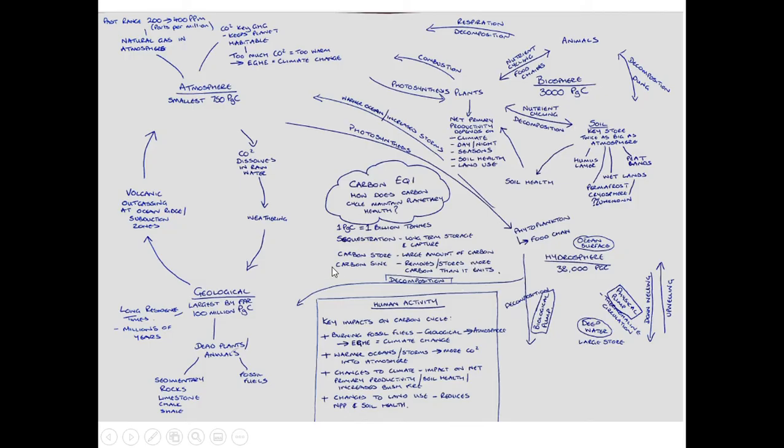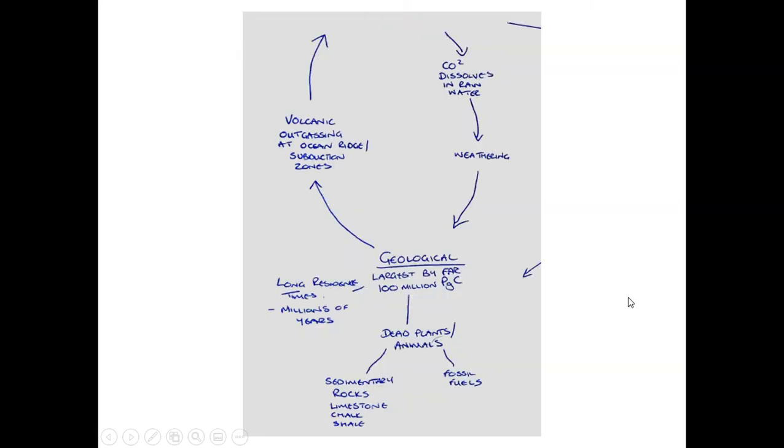So let's have a look at each of the individual sections. First of all, we have the geological store. This is the largest by far. It is absolutely huge and makes all the other stores pale into insignificance. Now, the residence time: the carbon is stored within this for millions and millions of years, and it can take a very long time for the carbon to move within it.